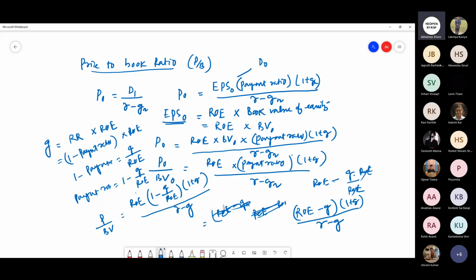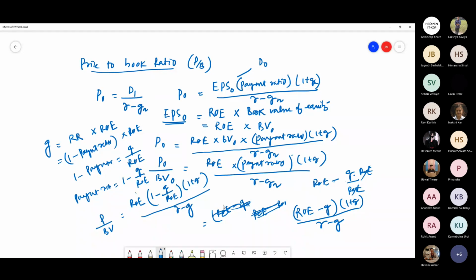Yes, sir. So the value of the price to book ratio is nothing but the difference between the ROE and the required rate of return, divided by, you are discounting it with respect to R minus G.